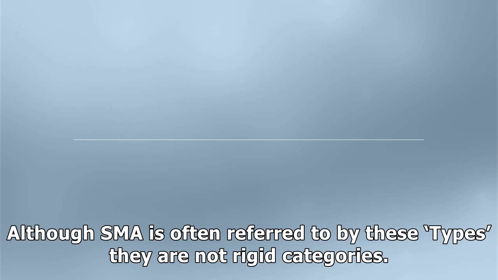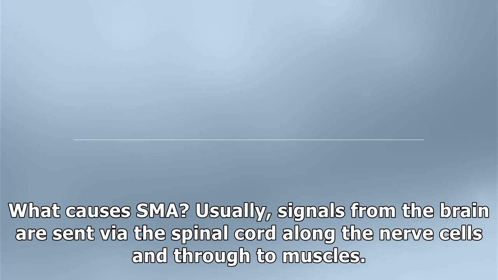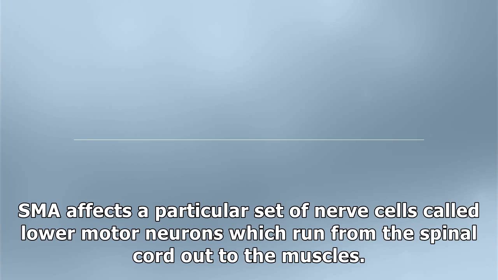Although SMA is often referred to by these types, they are not rigid categories. There is a wide spectrum of how severely individuals are affected, both between the different types of SMA and between children, young people and adults within each type. What causes SMA? Usually, signals from the brain are sent via the spinal cord along the nerve cells and through to muscles. This makes it possible for us to consciously contract the muscles and to make them move.